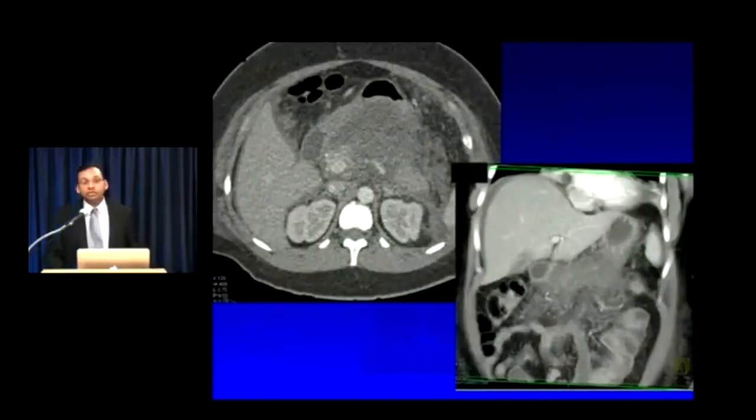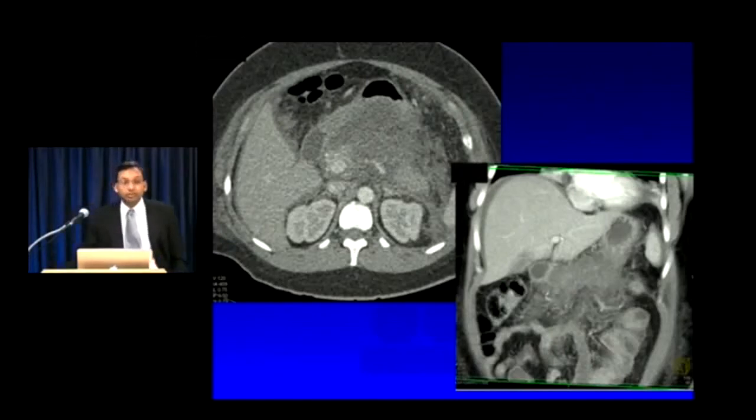Here's another example that looks very similar. Big phlegmon in the retroperitoneum, very little residual pancreas, a little bit of head I can still see, a little bit of tail, but the entire mid portion of the gland is gone. Classic necrotizing pancreatitis. Again, I would guess probably in the 30 to 50% range.